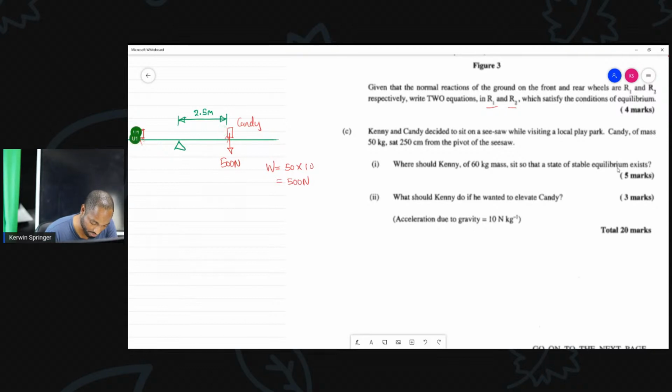Kenny, like the foot, like the head. All right, so Kenny is some mass here, and we're trying to figure out his distance. Sorry, we have Kenny's mass.